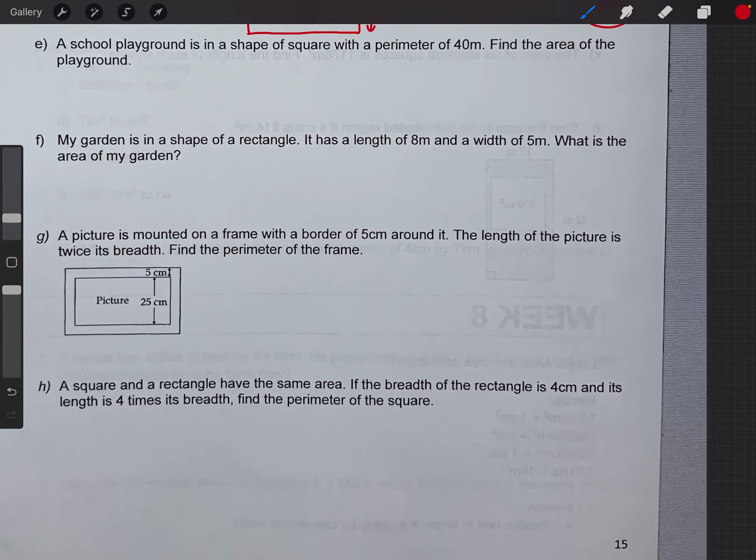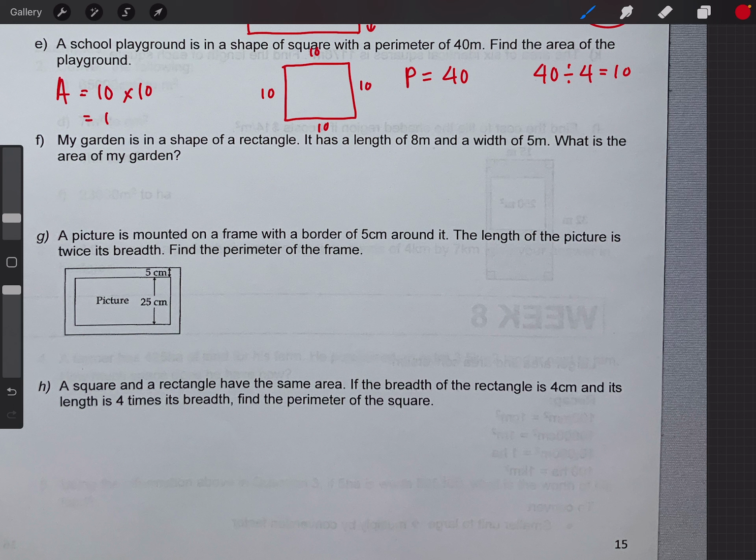A playground is in the shape of a square with a perimeter of 40. So if the perimeter is equal to 40, we take the perimeter 40, we divide it by 4, and we get 10. So that means this must be 10, 10, 10, 10. Find the area of the playground. Area equals 10 times 10, and that's 100 meters squared.